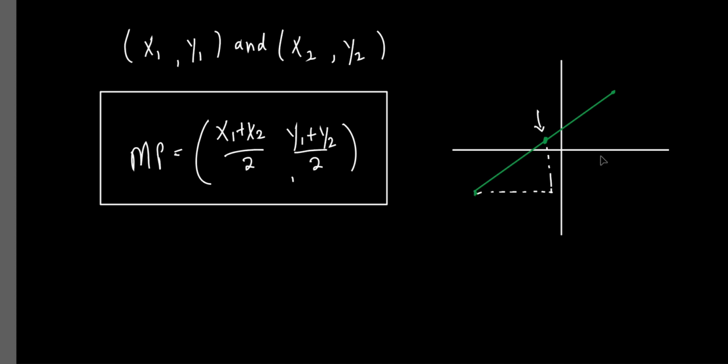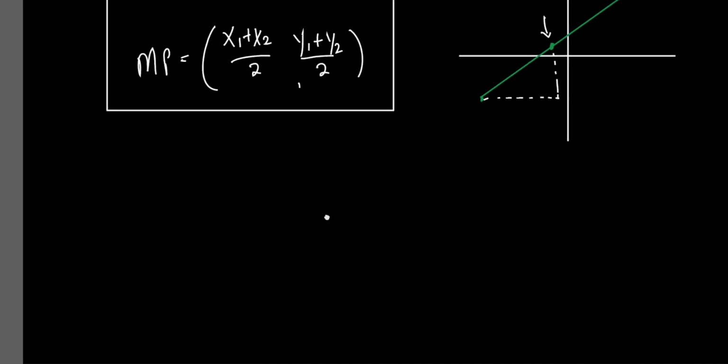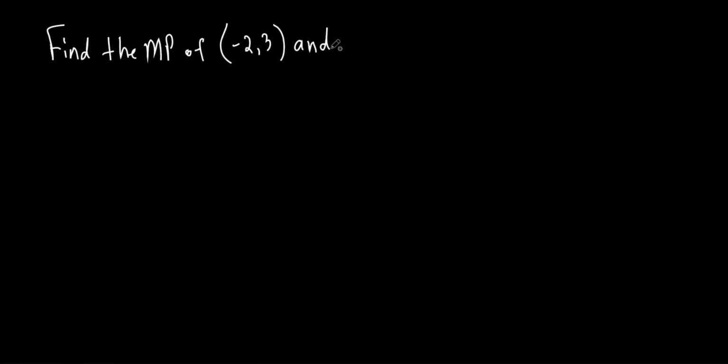All right? Now, let's do one with some actual numbers in it instead of x1 and x2. Let's put some real numbers in here. And I'll use the one the book gives you. So the question says find the coordinates of the midpoint. I'm just going to write find the midpoint of this right here, -2, 3, and 1, 5.